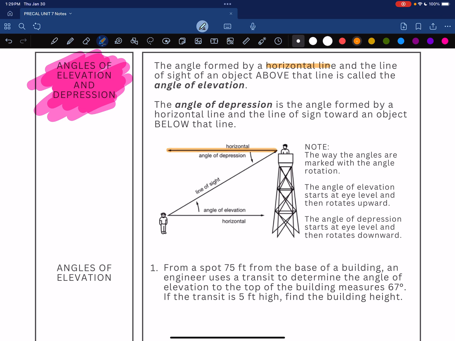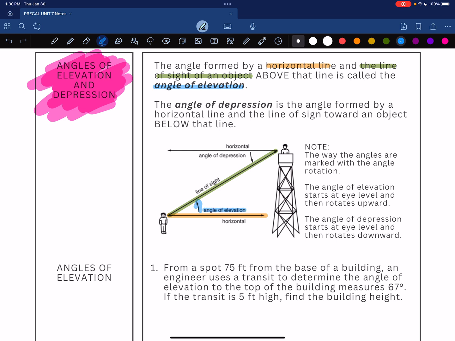There's that horizontal line. Oh, I'm so sorry. We're going to do this one. We're doing angle of elevation, defining that. So there's the horizontal line. That's the eyesight line. And then the angle that's formed when you take that line of sight and look up, and looking up to somewhere above, that is called the angle of elevation. That's this right here. That's the angle of elevation.